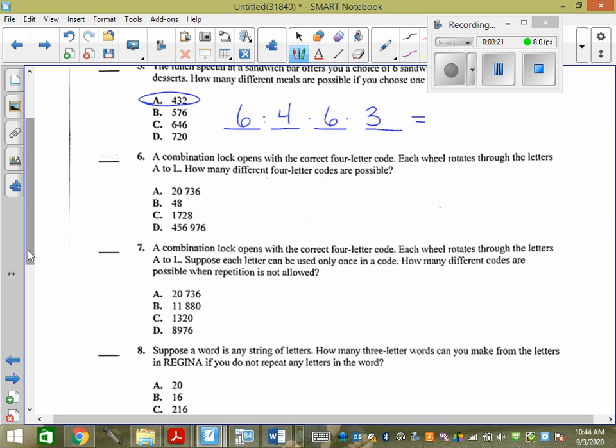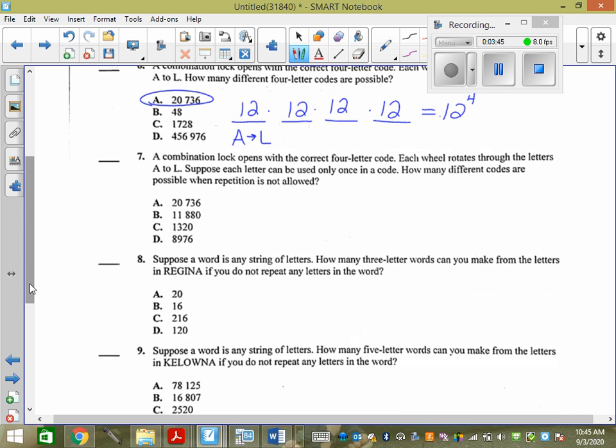A combination lock opens with a 4-letter code. Each wheel rotates to the letters A to L. Does it say anything about not repeating? No. How many letters are A to L? 12. So we're going to go 12 to the 4, which is 20,736.